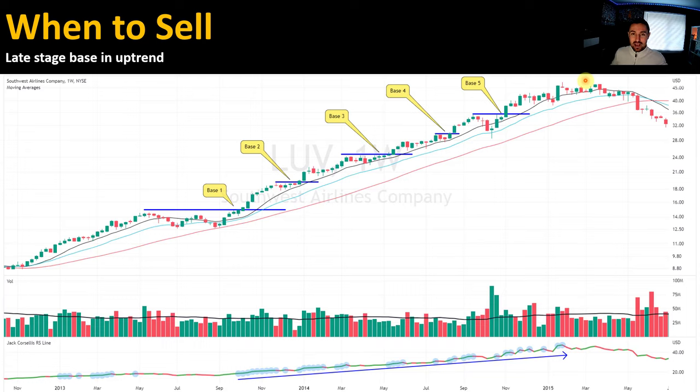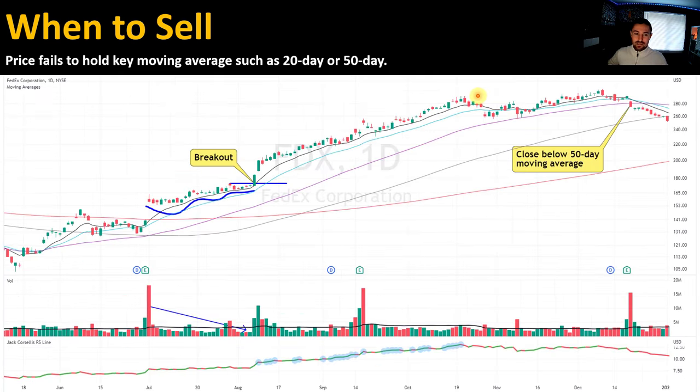I cannot stress how much more informed large operators are than you. They are ridiculously well informed relative to you as a retail trader. So again, really focus on the judgment of the market. Apply some common sense. If you can count base 1, base 2, base 3, base 4, base 5, it's probably getting a little bit long in the tooth, and you've got to then be expecting that stage 2 uptrend is going to turn into a stage 3 distributional top at some point.